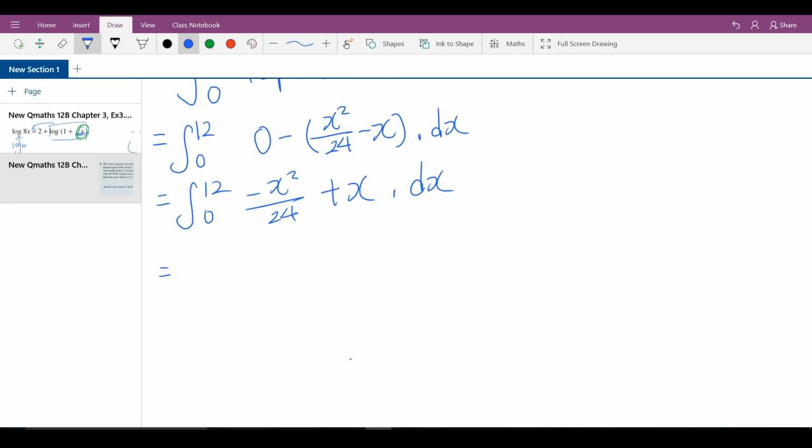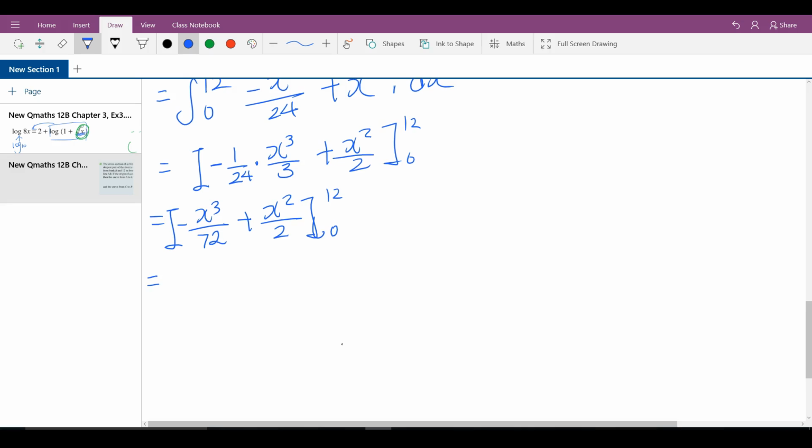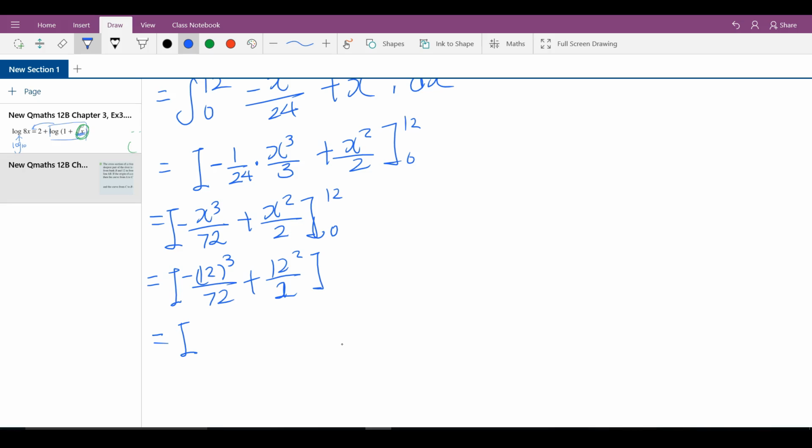Okay, so let's integrate. So that's negative 1 over 24 multiplied by the integral of x squared, which is x cubed over 3, plus x squared over 2, from 0 to 12. So that gives us negative x cubed over 72 plus x squared over 2, from 0 to 12. Sorry, not 6. 0. Why would I put 6 there? Alright, let's sub the numbers in. So it's negative 12 cubed over 72 plus 12 squared over 2, minus the 0 bit. When we sub in 0 into the x, you get 0, so I wouldn't bother writing it out. By now you should know that the 0 wouldn't give you anything.